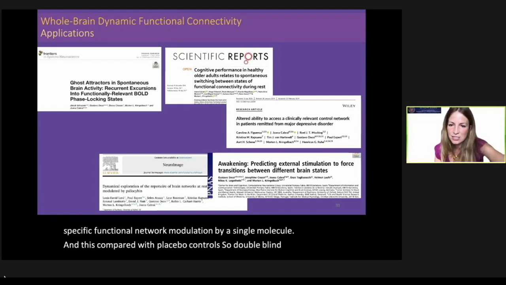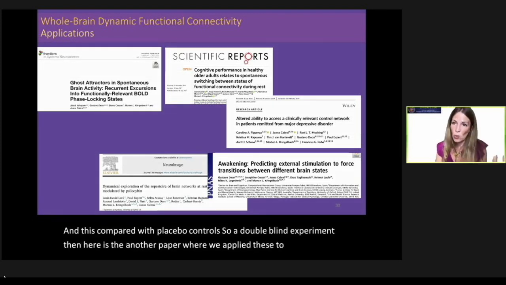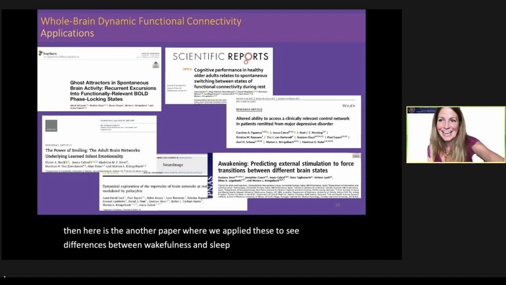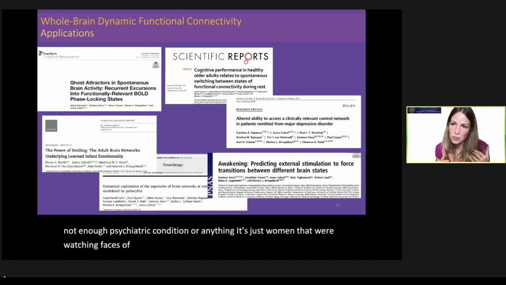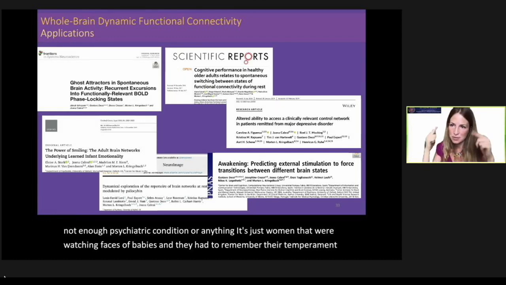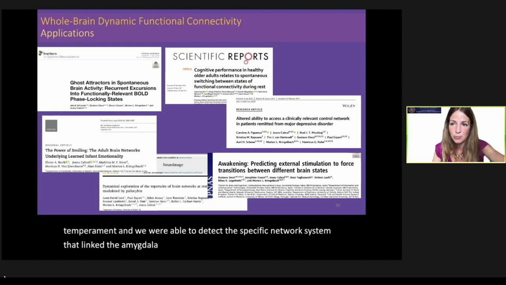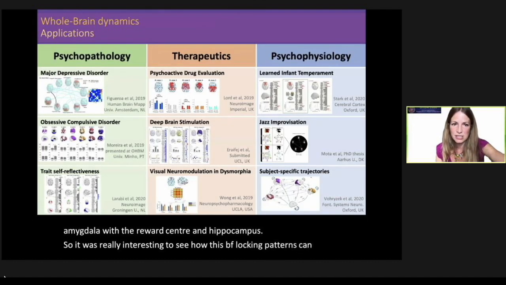Then here is another paper where we applied this to see differences between wakefulness and sleep. Also, more recently, and not in a psychiatric condition or anything, it was women watching faces of babies, and they had to remember their temperament. We were able to detect a specific network system that linked the amygdala with the reward center and hippocampus. So it was really interesting to see how these BOLD phase-locking patterns can return meaningful results.